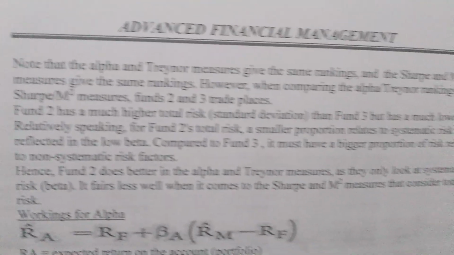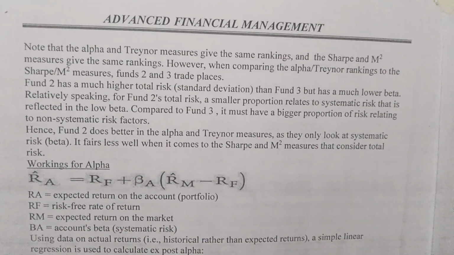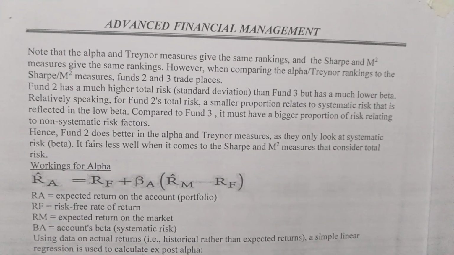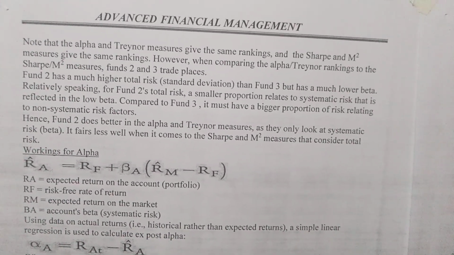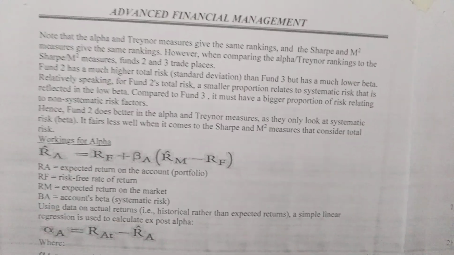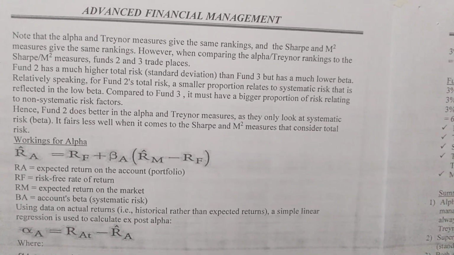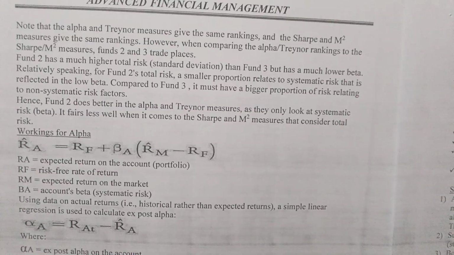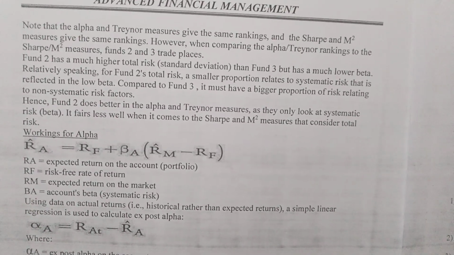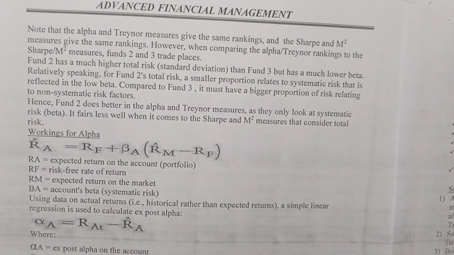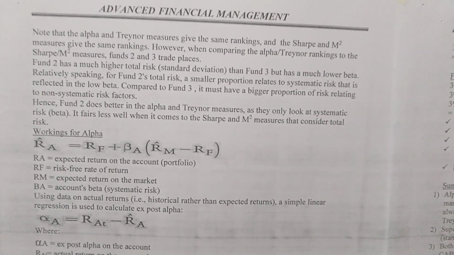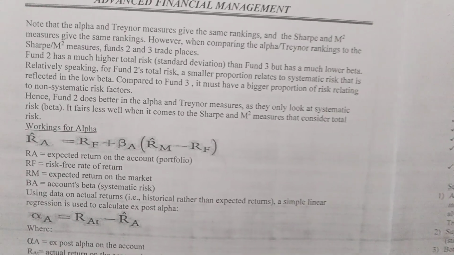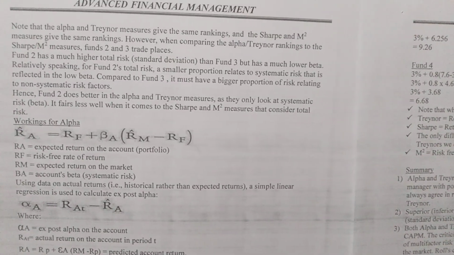Now there are some notes here which I've given you. You can just pause your video and understand what I'm trying to explain there. Note that the alpha and Treynor's measures give the same rankings, and the Sharpe's and Modigliani and Modigliani measures give the same rankings. However, when comparing the alpha and Treynor's rankings to the Sharpe's and Modigliani and Modigliani measures, funds 2 and 3 trade places.